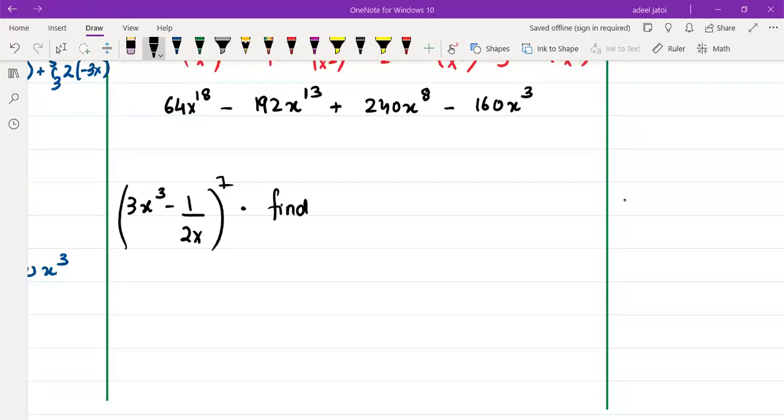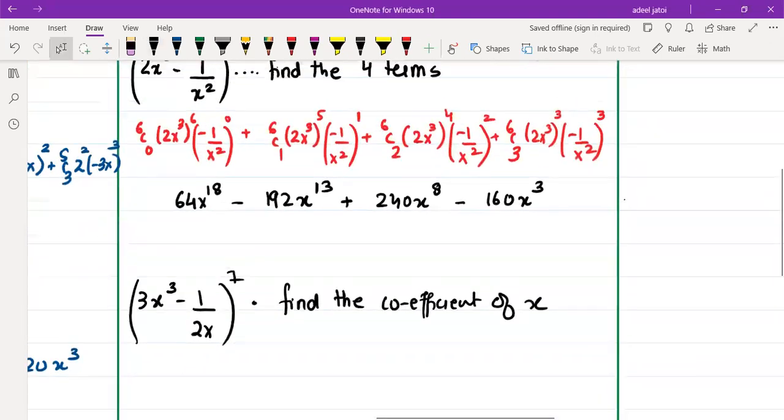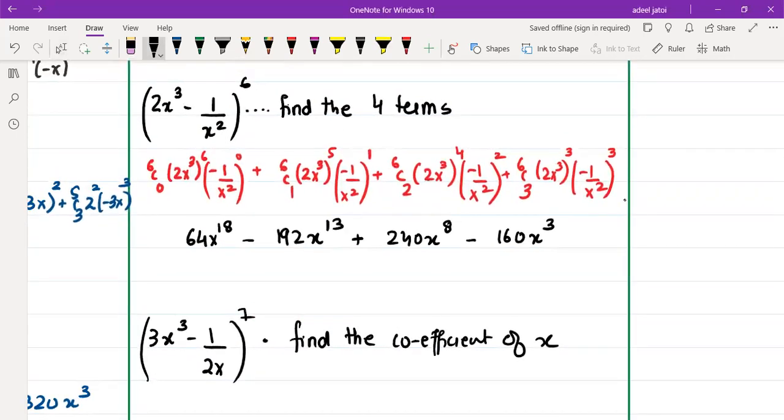3x cube minus 1 upon 2x to the power 7. The examiner says find the coefficient of x. Now, to find the coefficient of x, like suppose in the previous question, 64 was coefficient of x to the power 18, minus 192 was coefficient of x to the power 13, 240 x squared should be the coefficient of what? X to the power 8. Minus 160 is coefficient of what? X to the power cube.